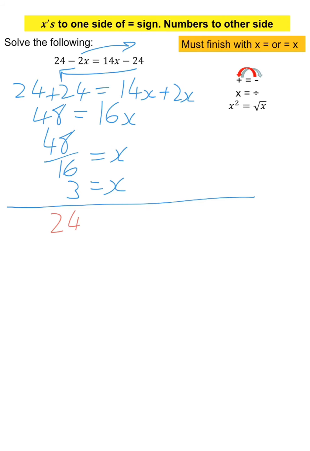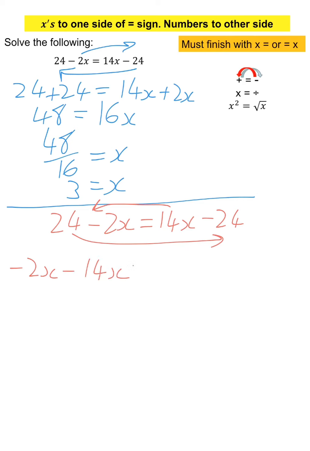Okay, let's do it the other way. If we brought the x's to the left. So I'm bringing 14x over here and 24 over here. So on the left now, I'll have minus 2x minus 14x is equal to minus 24 minus 24. Minus 2x minus 14x is minus 16x. And minus 24 minus 24 is minus 48.